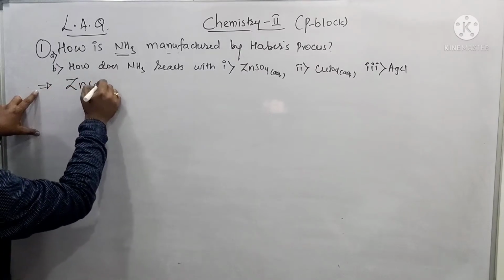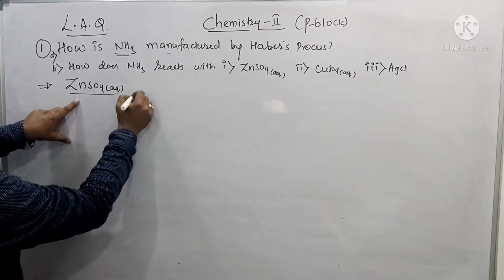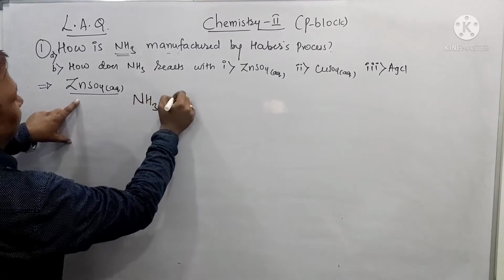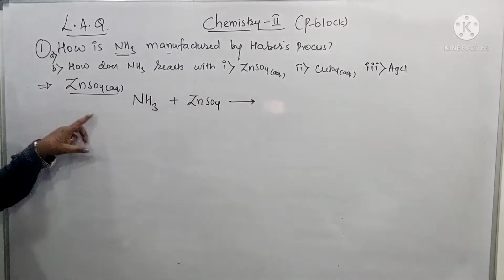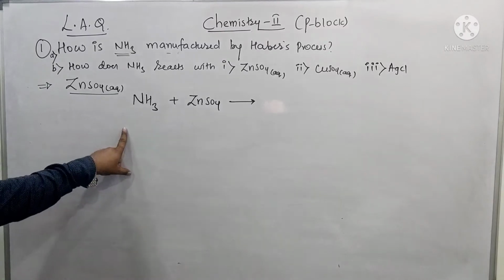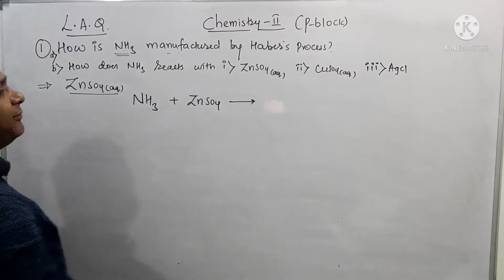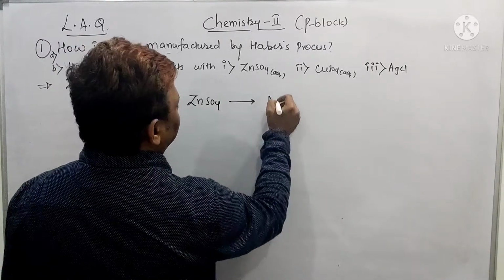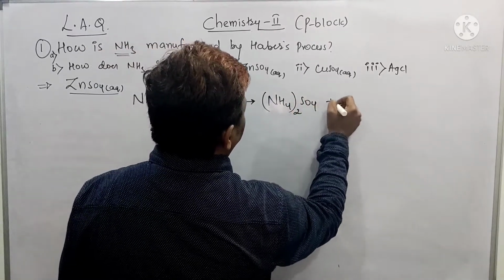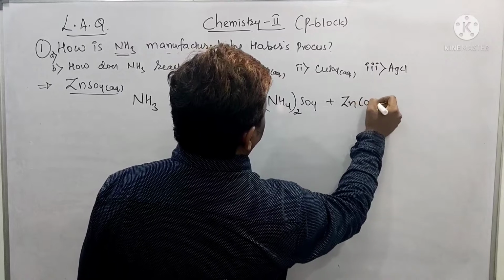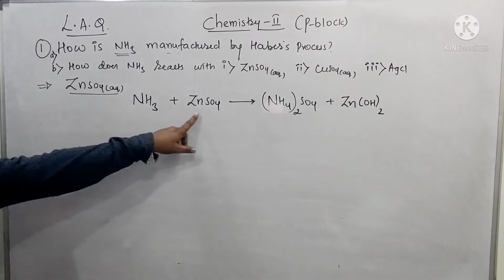Reaction of ammonia with ZnSO4. Right, beta? Suppose this is ammonia and it is combining with aqueous ZnSO4. It will form a white precipitate. What is the white precipitate? Zinc hydroxide. It will form ammonium sulfate plus Zn(OH) taken twice. See, reaction of ammonia with ZnSO4.